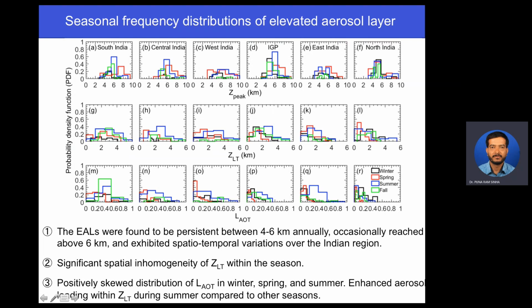Between 4 to 6, you can see the frequency of occurrence, and occasionally reached above 6 kilometers, and also showed very large spatial and temporal variation over the study region. We also noticed a very significant spatial inhomogeneity in the layer thickness. As you can see here, their spatial distributions are very different for different seasons, and it also varies from region to region.